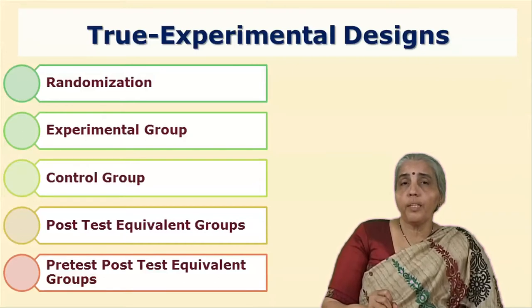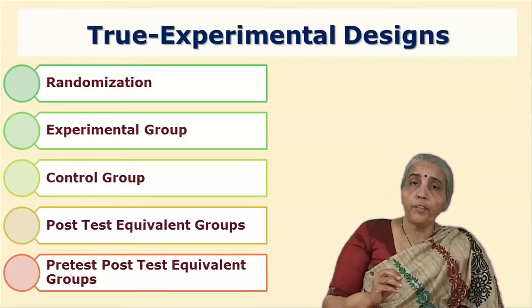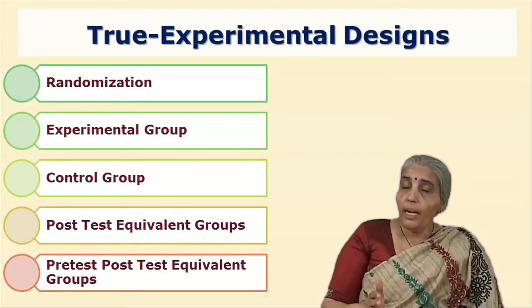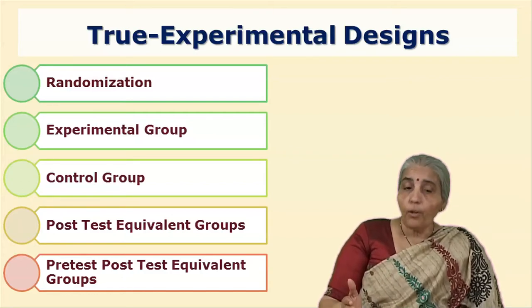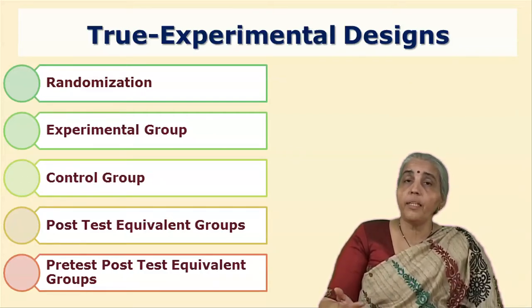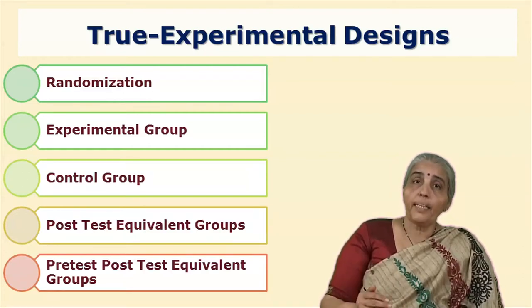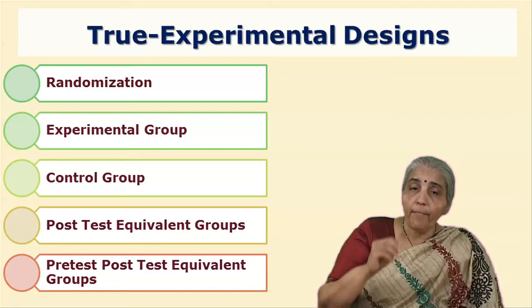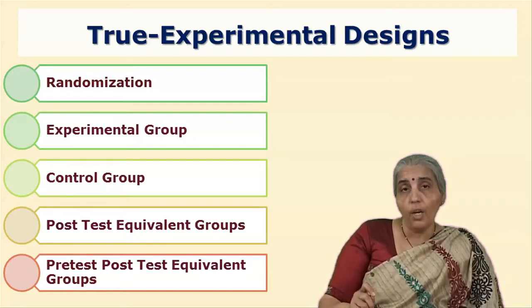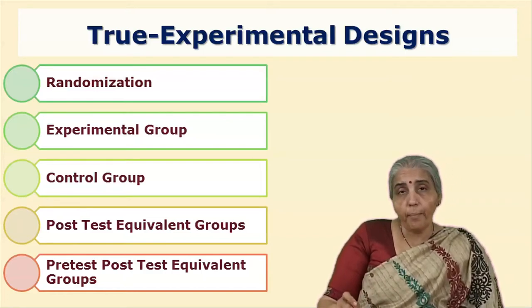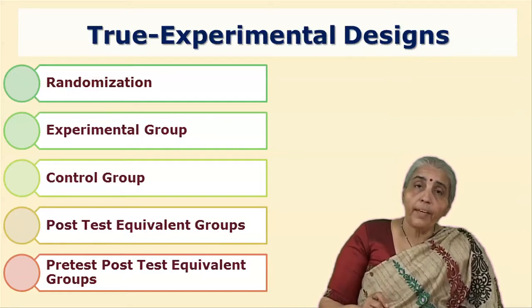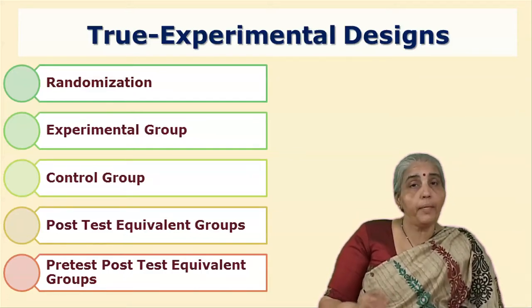What do you do in a true experimental design? What you try to do is, first of all, you sample very carefully, as far as possible randomly. Of course, as we have discussed many times earlier, random sampling is not as easy as it sounds. Systematically, in any random sample, every subject should have an equal chance of entering that particular sample. So if you manage stratified random or systematic random sampling, excellent.